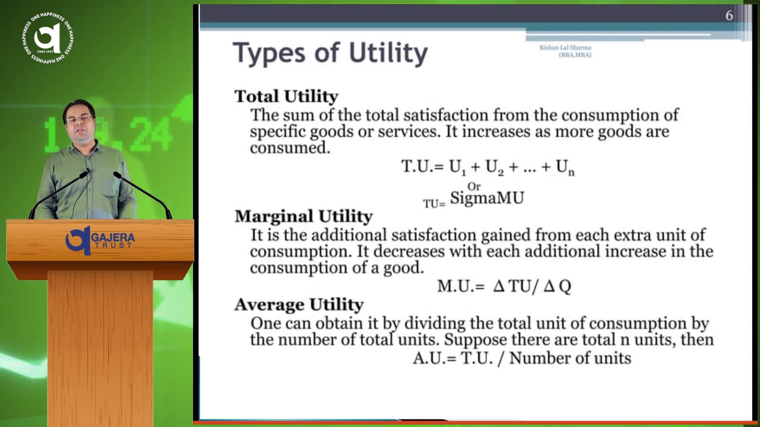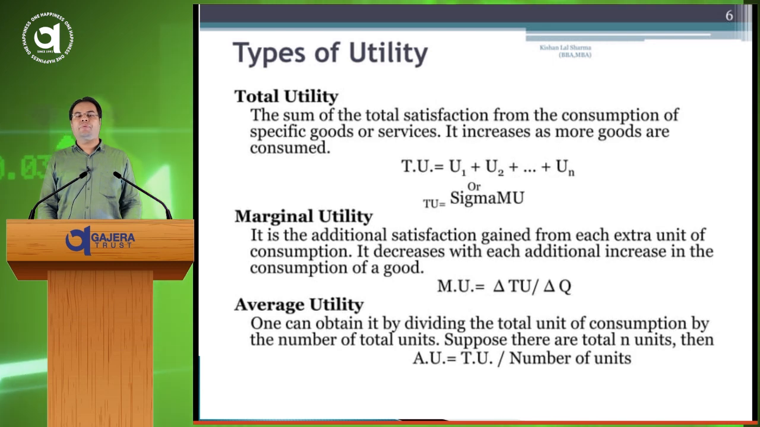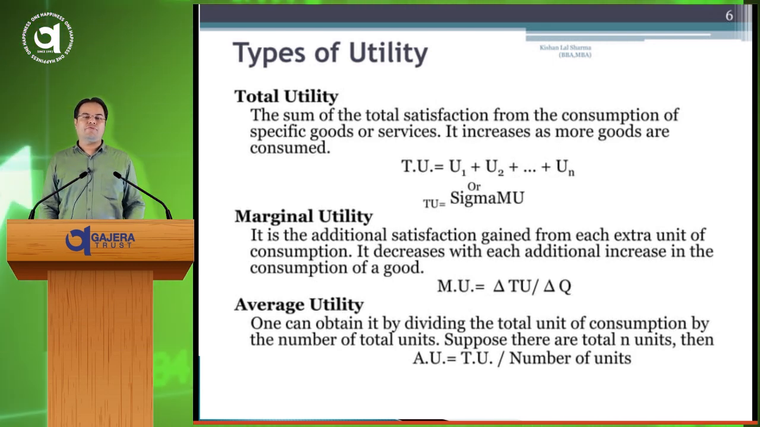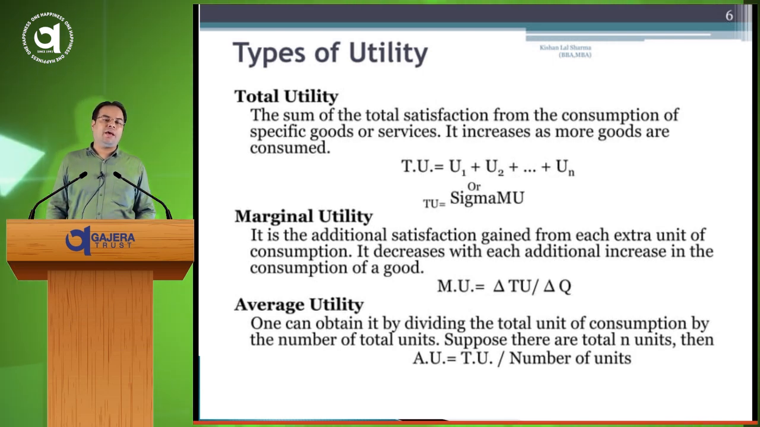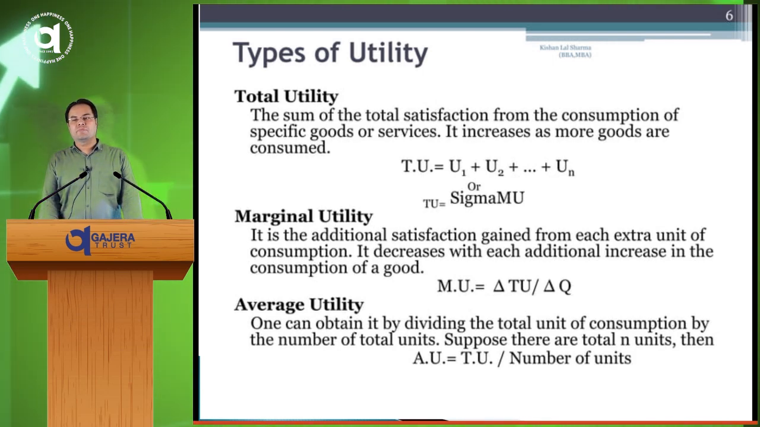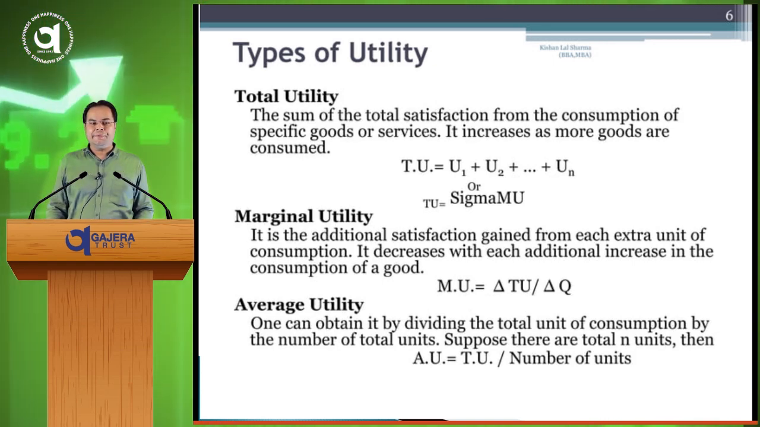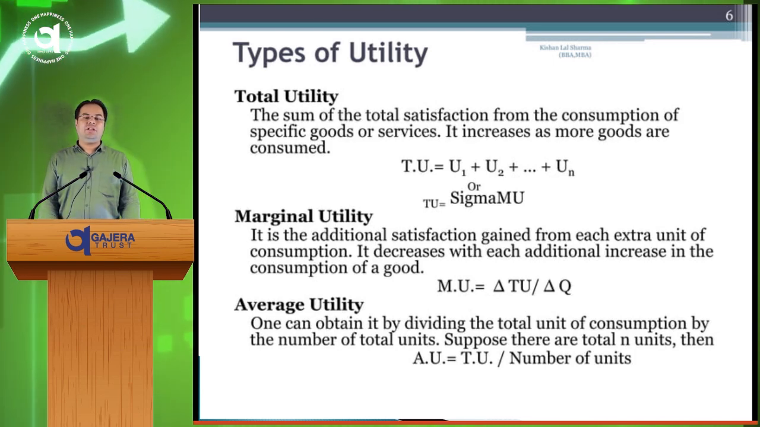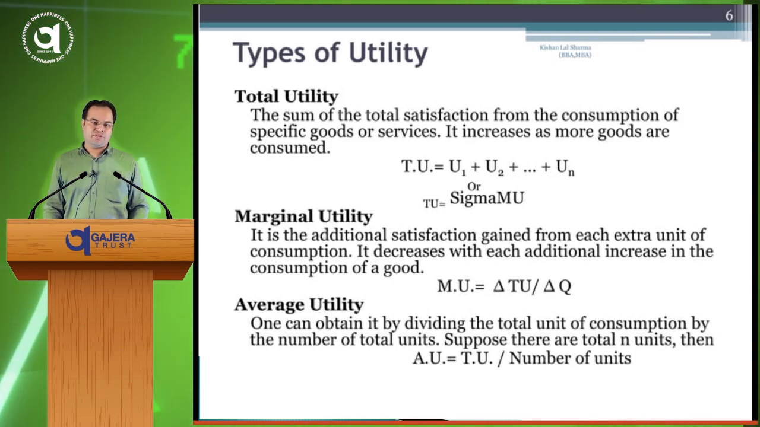You can see the formula: TU, meaning total utility, is equal to U1 plus U2 plus up to Un, meaning up to the last unit of utility you are consuming. Or you can also write total utility is equal to sigma MU, meaning marginal utility. Now what is marginal utility? Marginal utility is the second concept. As you can see, it is the additional satisfaction gained from each extra unit of consumption.